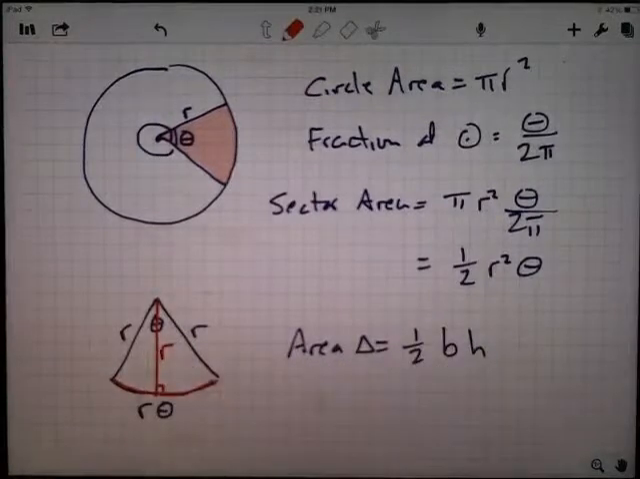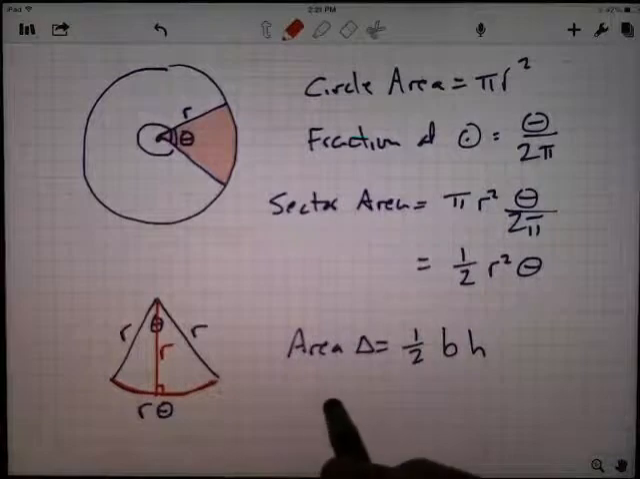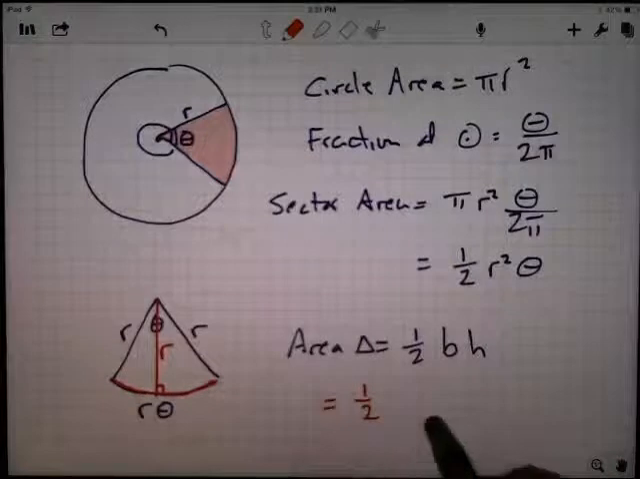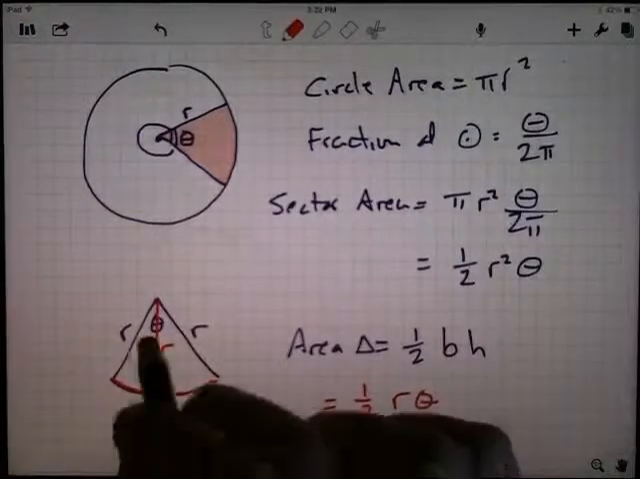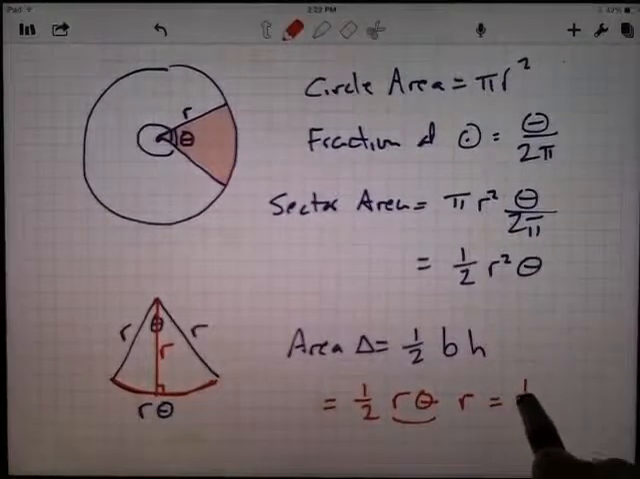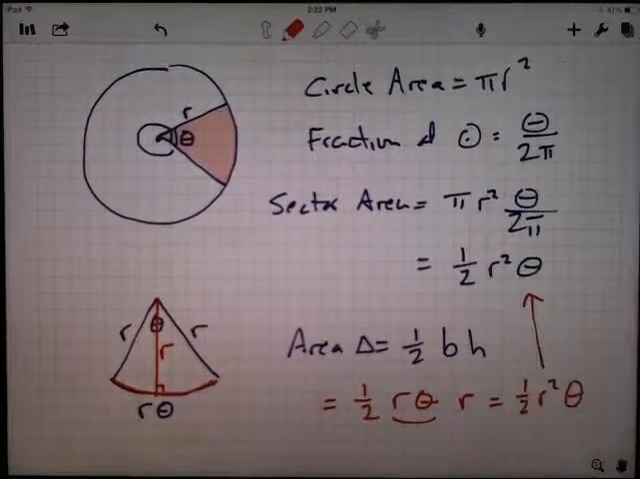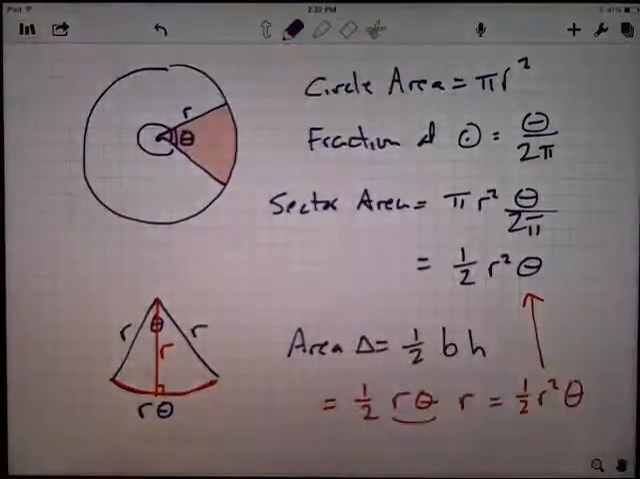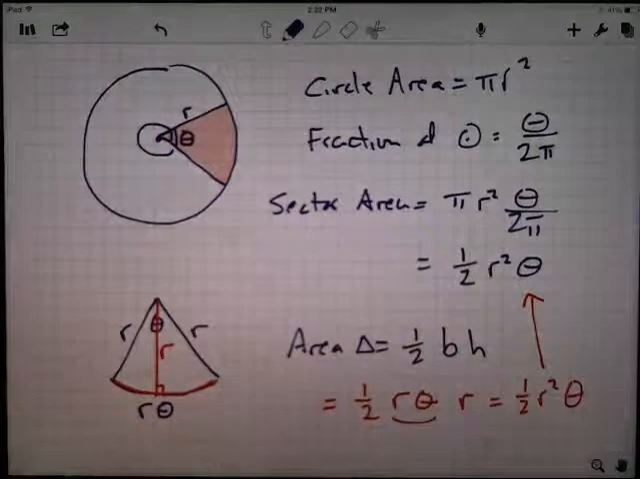But let's just see. If I think of that as a triangle, and I say 1/2 the length of the base, times the height, I end up with 1/2 r squared theta, which is exactly the same thing that I had up there. Somehow this sector is behaving like a triangle.